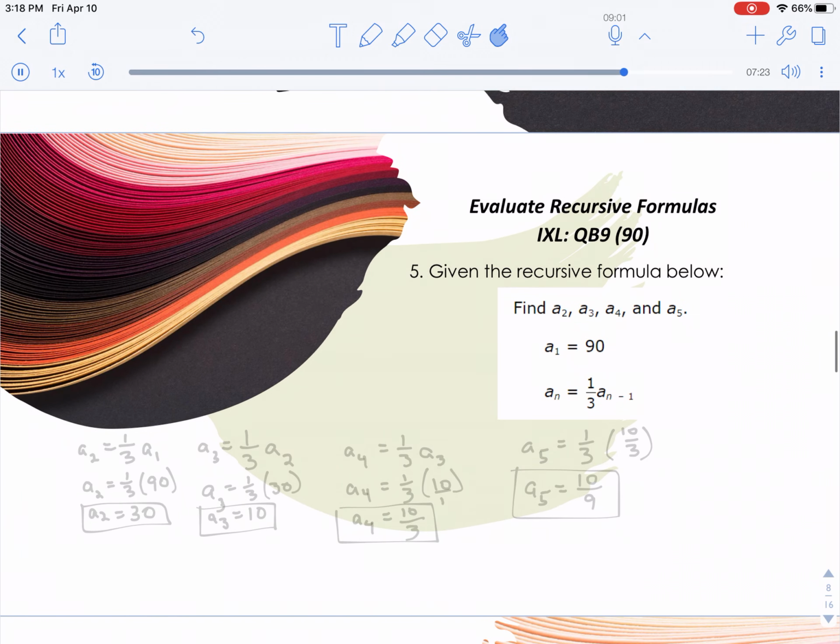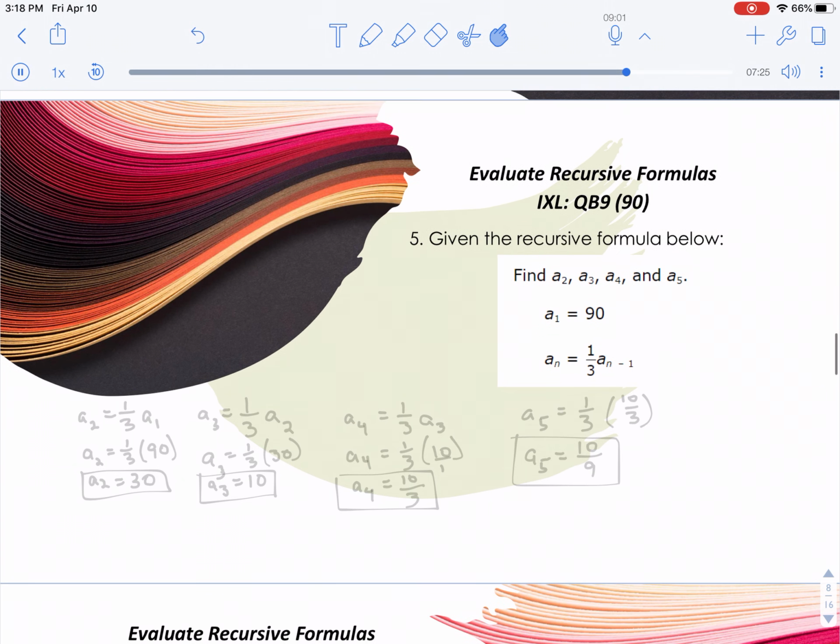I want to do one with a fraction in it. So our next problem wants us again to find a sub 2, a sub 3, a sub 4, and a sub 5. So I know a sub 2 is 1 over 3 times a sub 2 minus 1, which means a sub 1. And they told us a sub 1 is 90, so a sub 2 is 1/3 times 90. And 1/3 of 90 is 30. So a sub 2 is 30.